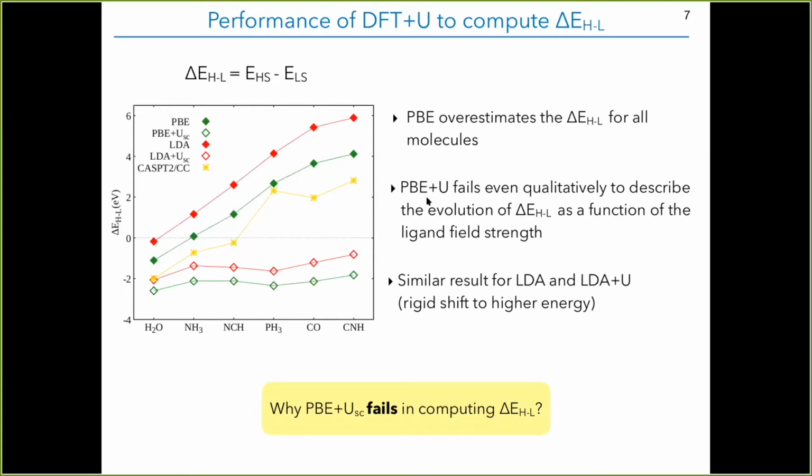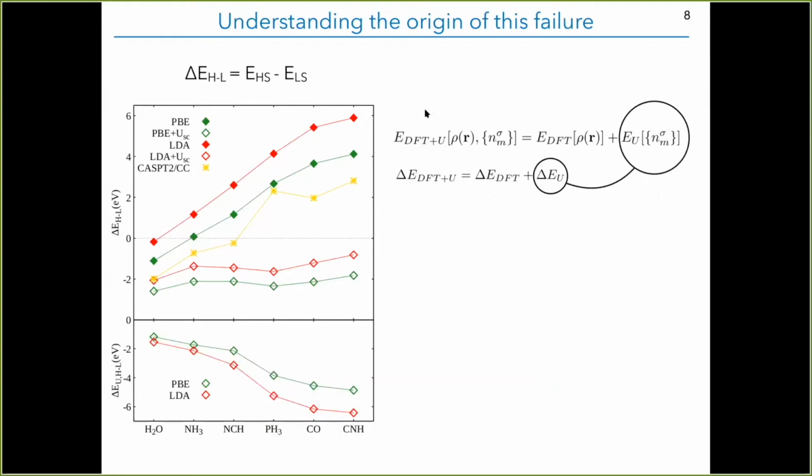Similar results are actually obtained when we use LDA and LDA plus U, with the difference of a rigid shift to higher energy. So we ask why PBE plus U fails in computing delta E, while it is a method that is in principle supposed to improve over the standard PBE functional.